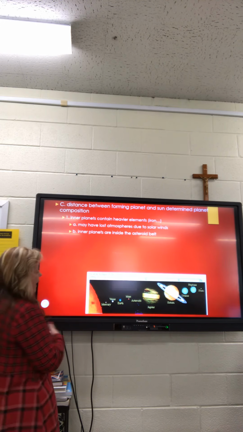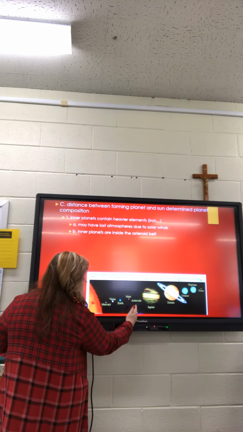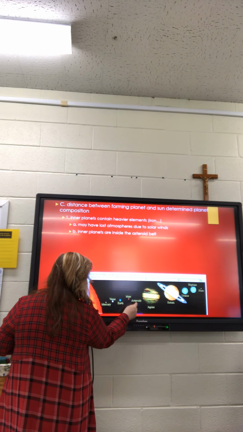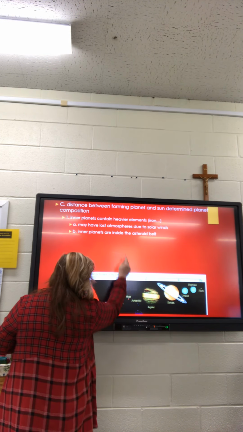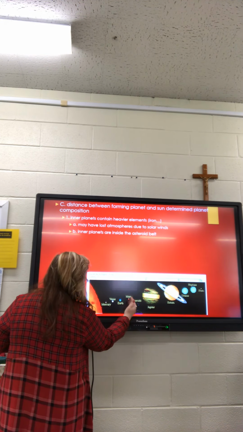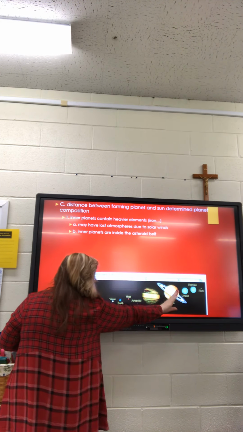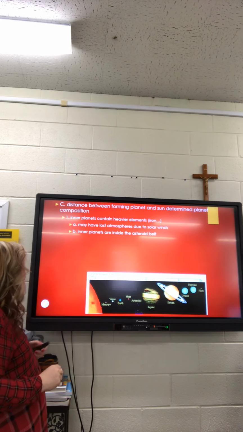The inner planets are called inner planets because they're inside an asteroid belt. If I were dividing these planets from these, I would put the asteroid belt there, with the inner planets being inside the asteroid belt and the outer planets being on the other side of the asteroid belt.